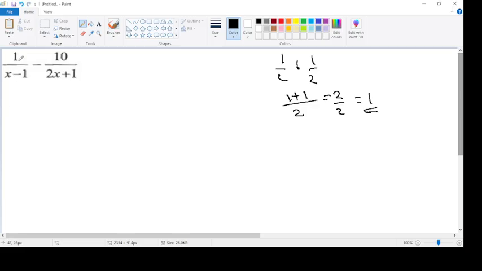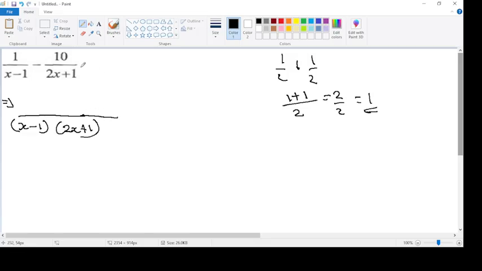So we have 1 over x minus 1 minus 10 over 2x plus 1. Others from here just do a cross multiplication, which is okay, but I would rather go step by step. The first thing that we have to do is find the common denominator for 2x plus 1 and x minus 1. So we put them as our common denominator, x minus 1 and 2x plus 1.